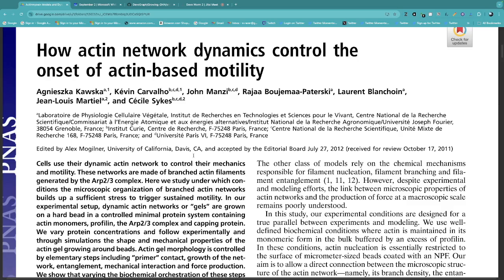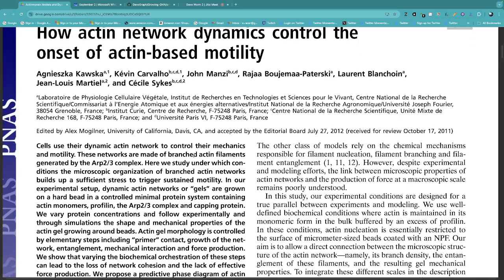So we can look at things like connectivity, centrality, network diameter and so forth, and put those things in the context of function. So if the network diameter shrinks as the physical properties change, that would be an interesting thing to understand. This paper talks about how general network dynamics of actin control the onset of actin-based motility. I'll just go through the abstract of these papers and then leave it at that.